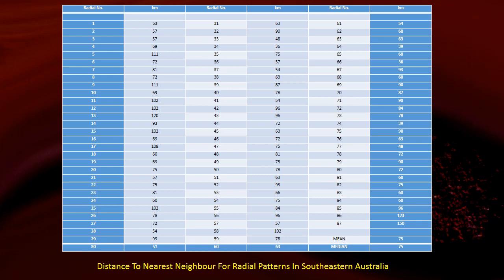This table shows the distance between centers of nearest neighbors for radial patterns in southeastern Australia. Note that 87 radial centers have been recognized in the Lachlan Fold Belt, and the distance for the mean and median for these radial patterns is 75 kilometers.